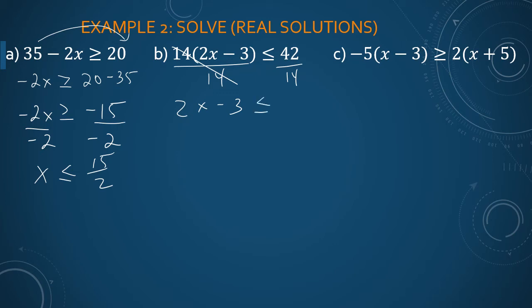2x minus 3 less than or equal to 42 divided by 14 is 3. Bring that negative 3 over, becomes positive 3. 3 plus 3 is 6. Divide both sides by 2. x is less than or equal to 3. If you chose to distribute, you get the exact same answers.